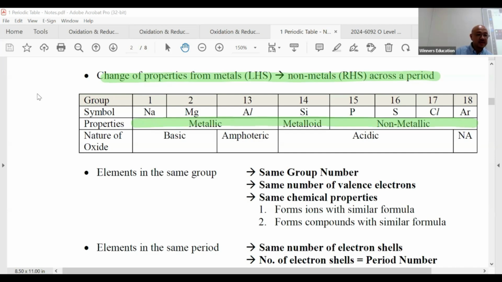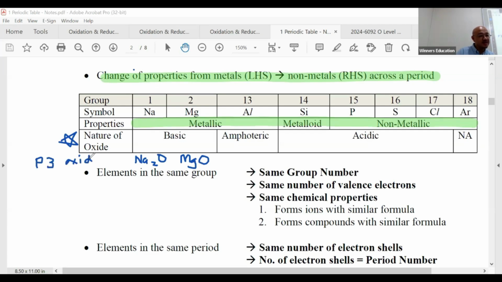Number two, and this keeps coming out. I'm going to put a star here: nature of the oxides. We learned this in acids and bases really. Ladies and gentlemen, sodium oxide is a basic oxide. Magnesium oxide is also a basic oxide. And I would like to tell you all, they always test you on period 3 oxides.